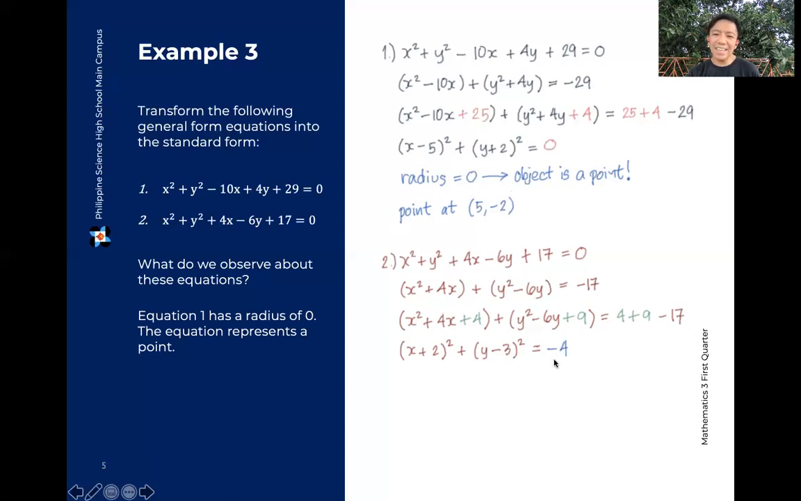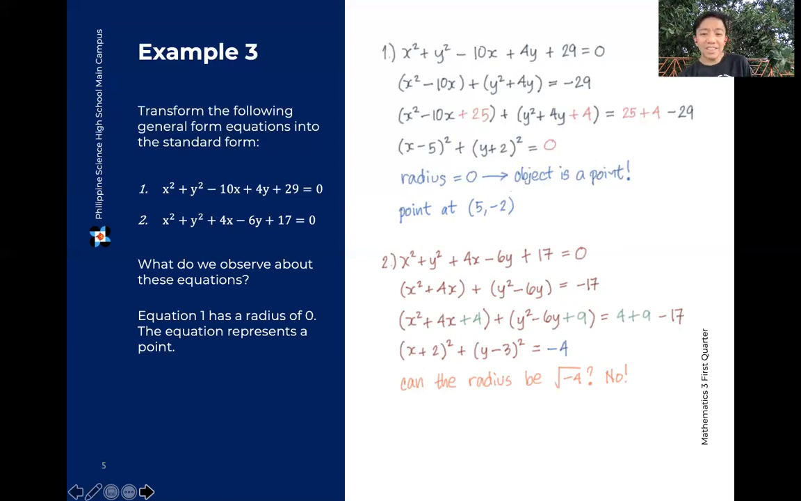But look, sa right side natin, negative 4. Our radius will not be a negative number. It will be a square root of a negative number. So imaginary siya. Pwede bang yung radius, imaginary, pwede ba siya maging equal sa square root of negative 4, which is 2i? No, we don't measure distances by imaginary numbers.